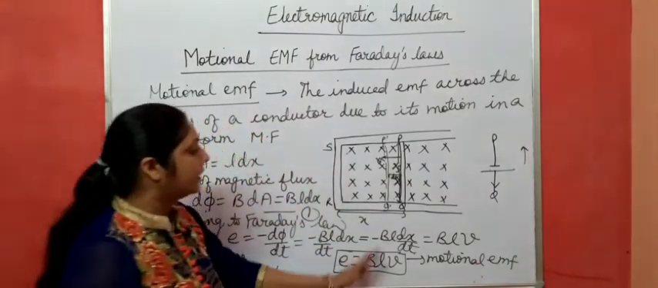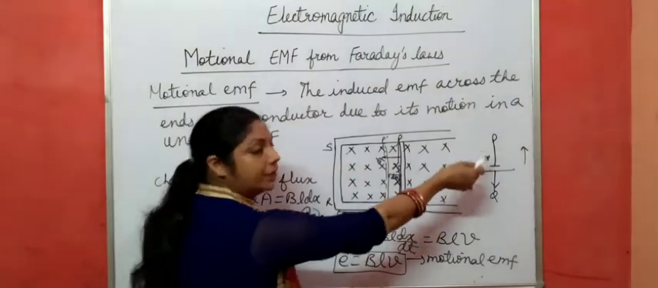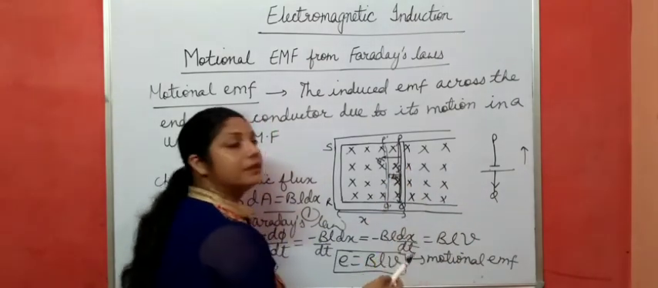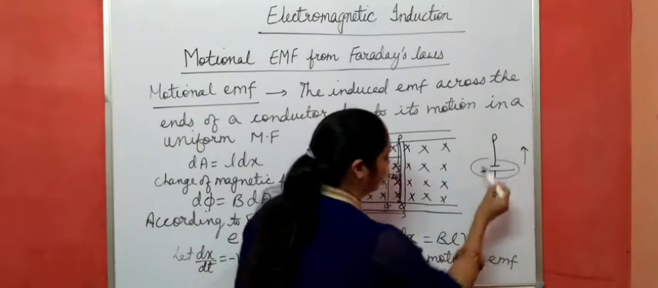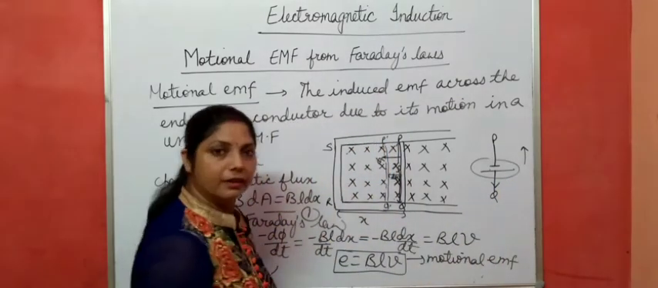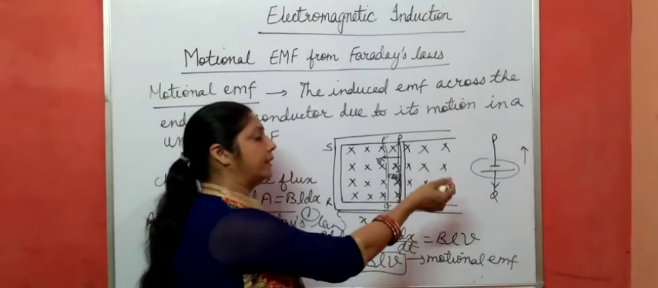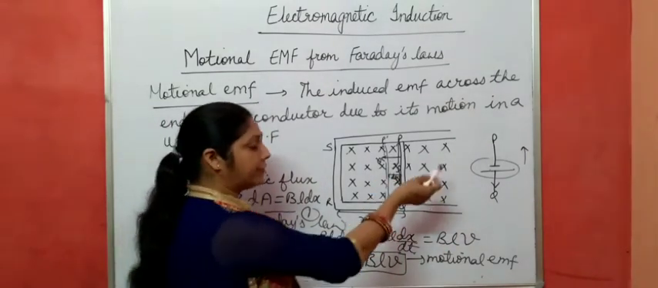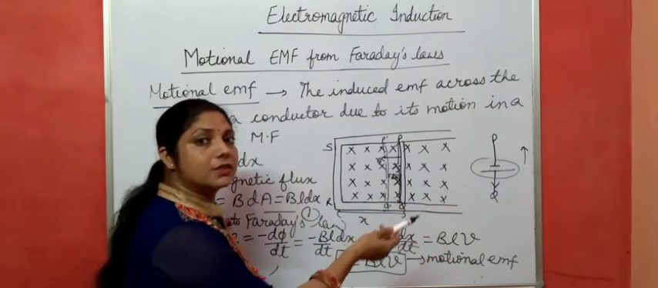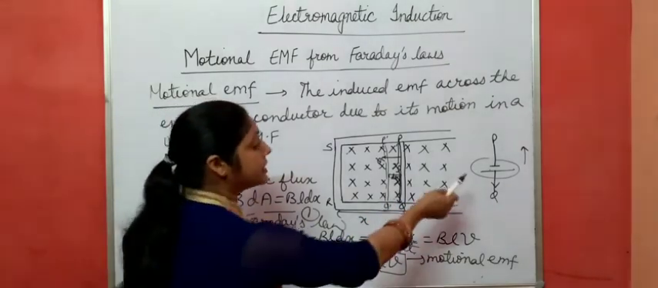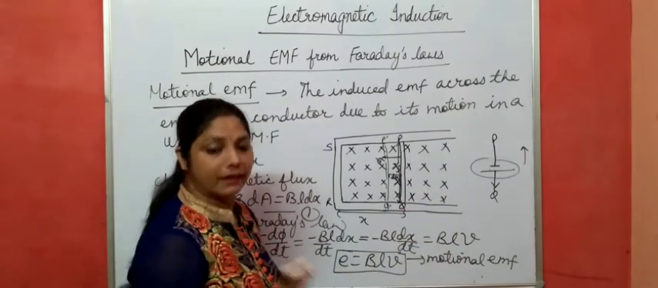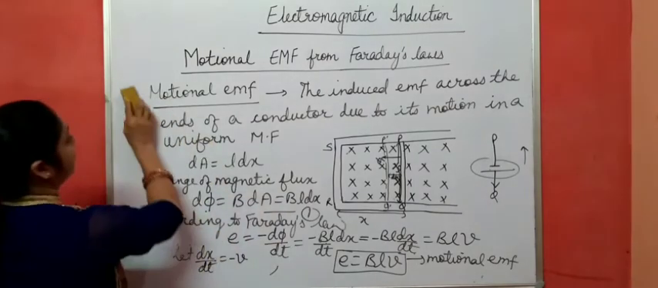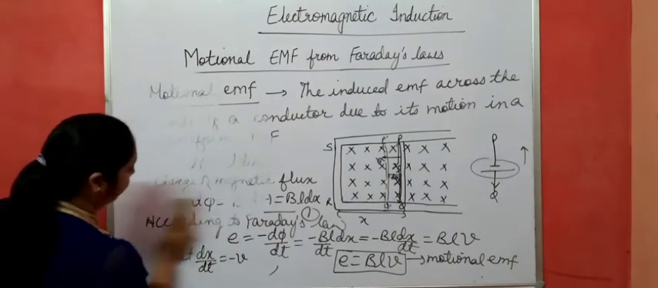In this way, you can determine the direction of induced EMF and induced current also. And this conductor behaves like a battery of induced EMF BLV, right? This can also be explained by using Lorentz force. But first, after this, I am going to discuss the direction of this induced current by Fleming's right hand rule. So next is Fleming's right hand rule.